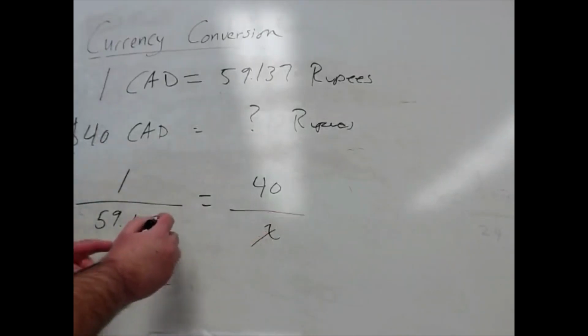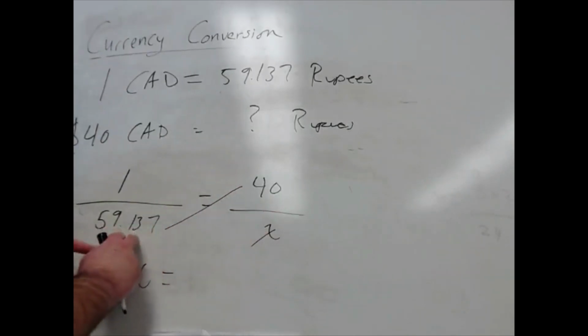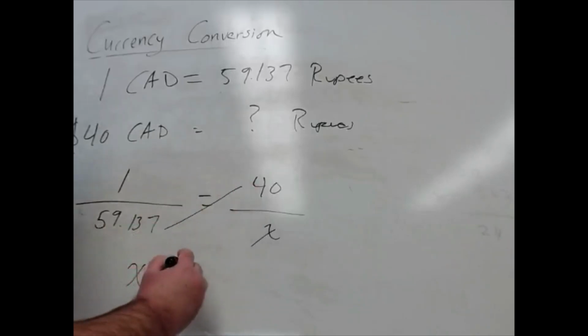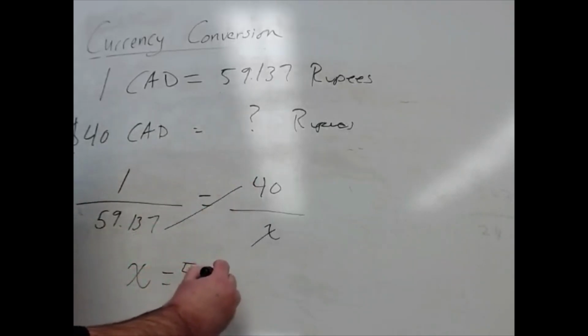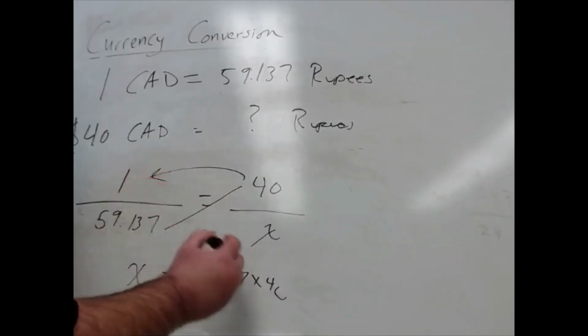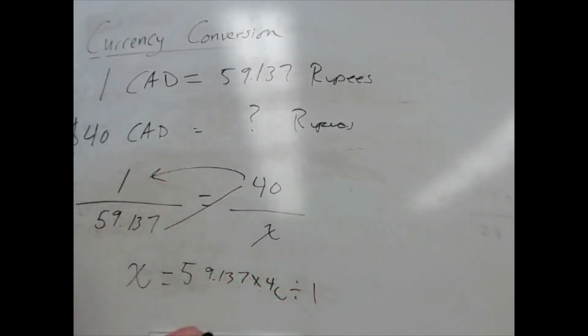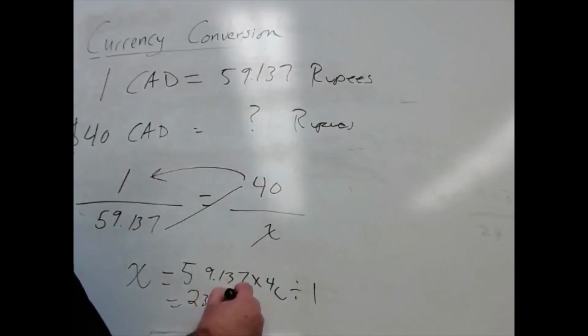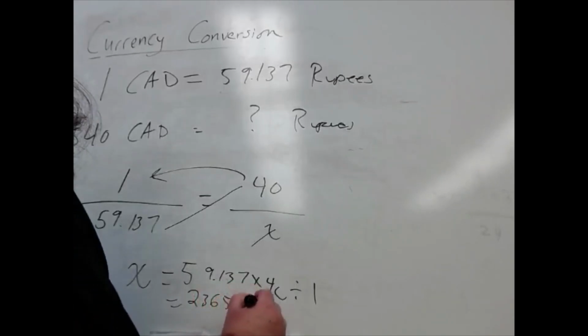I would have to multiply 59.137 by 40, so 59.137 times 40, and then divide it by 1. And that gives me a result of about 2,365.48 rupees.